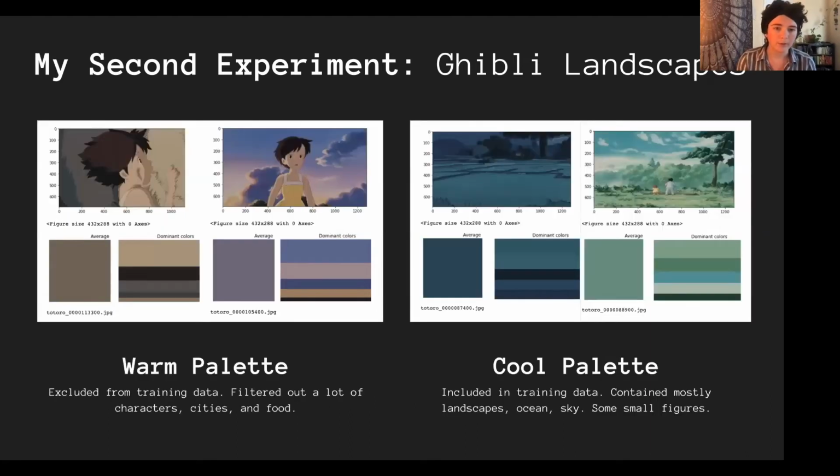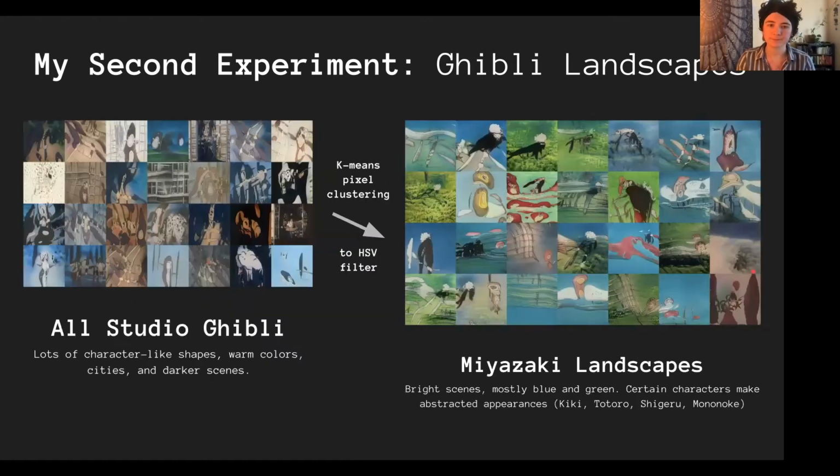On the left, you see frames that were excluded that are mostly warm palette. Here you can see the average and then the dominant colors. These actually are pretty good averages that are similar to the dominant colors, whereas some of the other frames, not so much. These ones I excluded from the training data, and these ones I included into the training data, that were landscapes and skies.